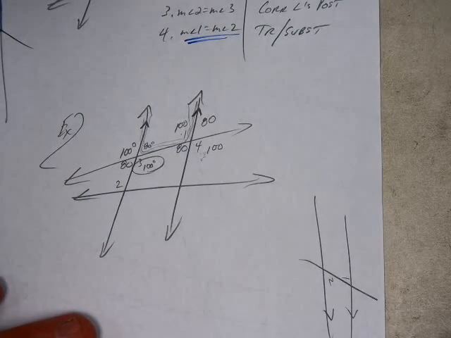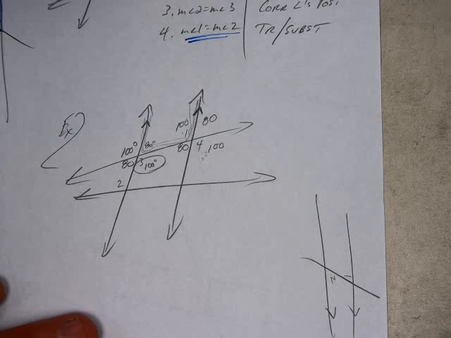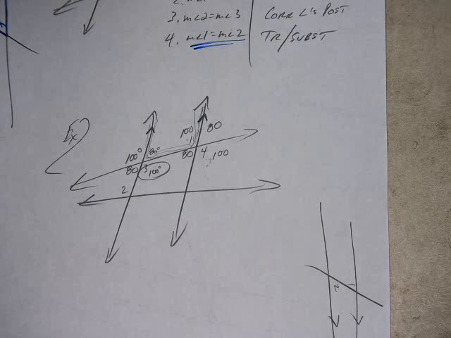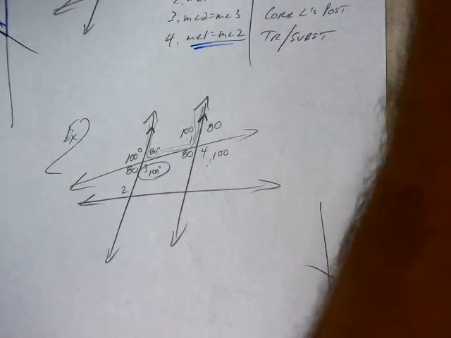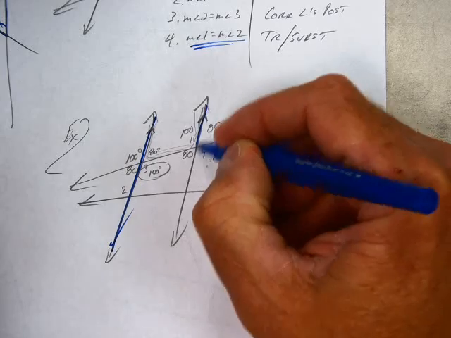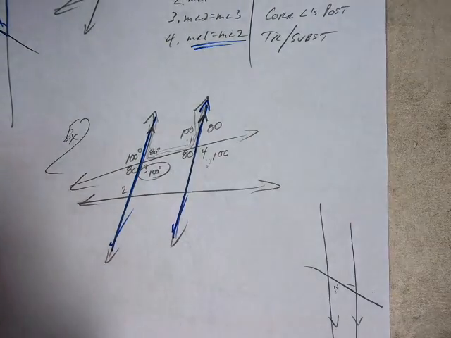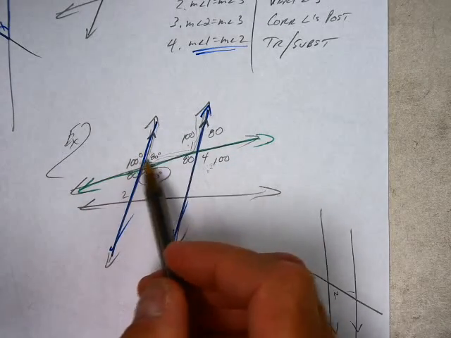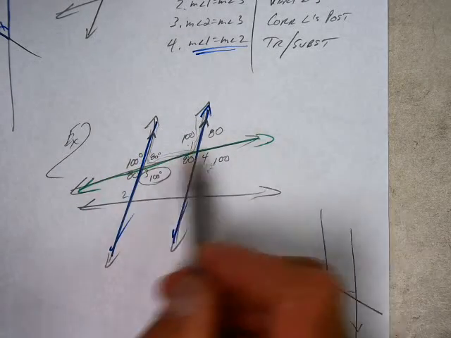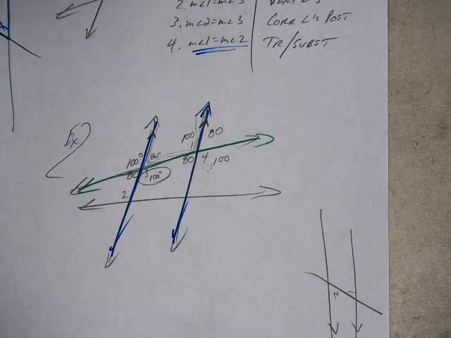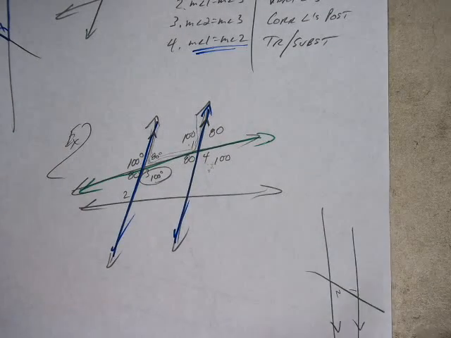What about angle 2? Do I know angle 2? Why don't I know angle 2? Because the lines aren't parallel. We really have to be careful that we only make conclusions about lines that are parallel and that transversal. That's why we were able to sweep along this transversal, but we can't sweep along this other transversal, because the lines it intersects are not parallel. You've got to be very careful with that.